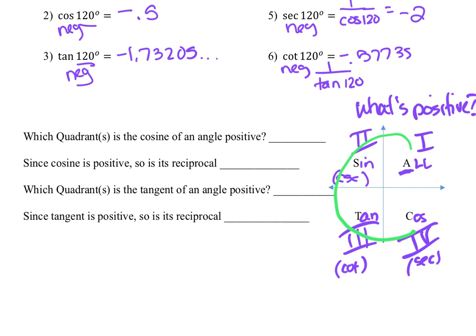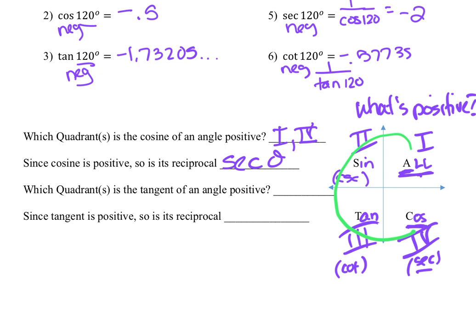All right, so in which quadrant is cosine of an angle positive? All of them are positive in quadrant 1, and cosine is positive in quadrant 4. So I would say 1 and 4. Since cosine is positive, so is its reciprocal, secant. To make sure you understand how this all works, we're going to do a lot of examples tomorrow.